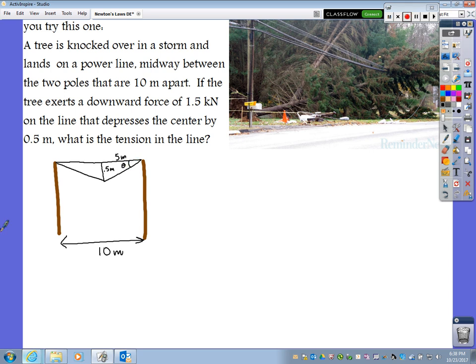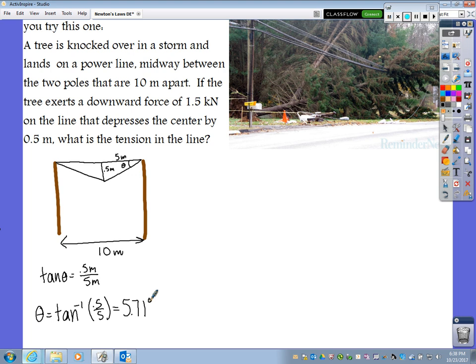So I'm going to say, let's see, that would be tangent of theta is 0.5 meters over 5 meters. So theta is going to be inverse tangent of 0.5 over 5, and that is 5.71 degrees.